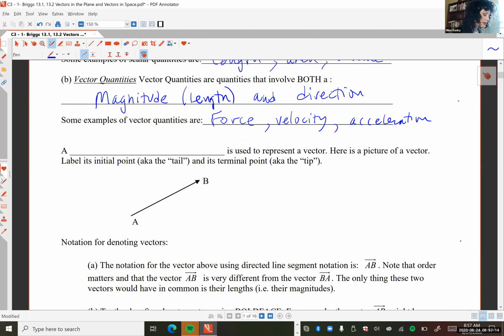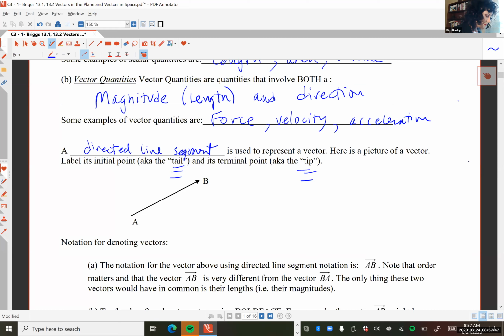Okay, let's look at a picture of a vector. Here's a picture of a vector, folks. So what is that picture? Well, mathematicians call it a directed line segment. So it's a line segment that has a direction. And you know what direction it's pointing because you got a little arrow on there. So a vector is a line with an arrow attached to it. So let's label which one of these points, A or B, is considered the tail and which one's considered the tip.